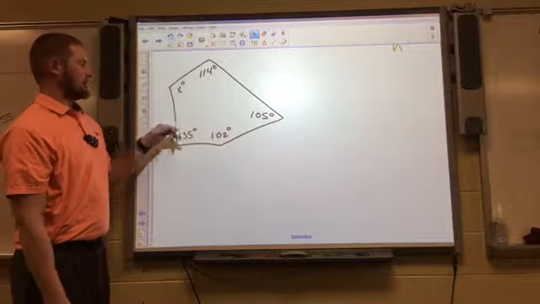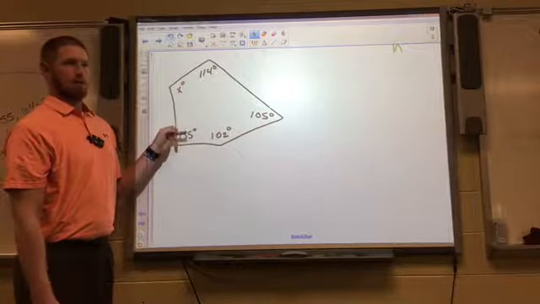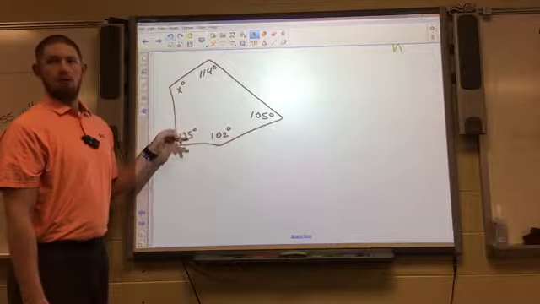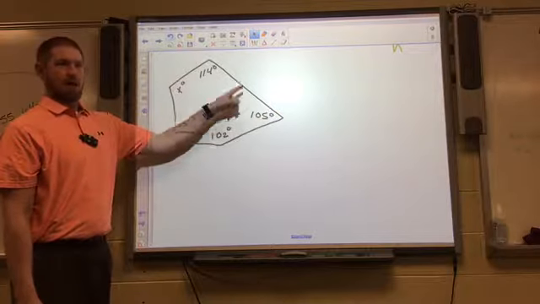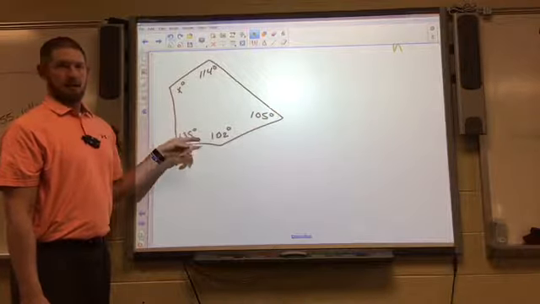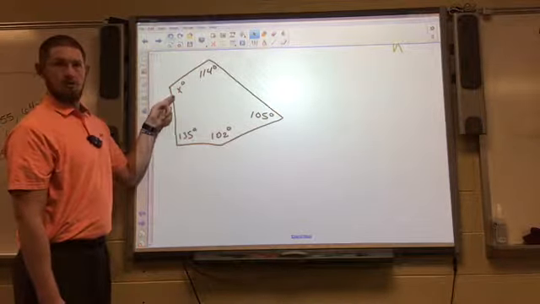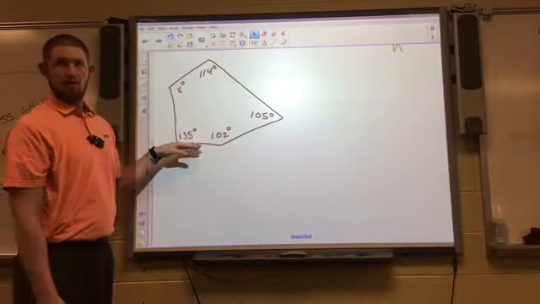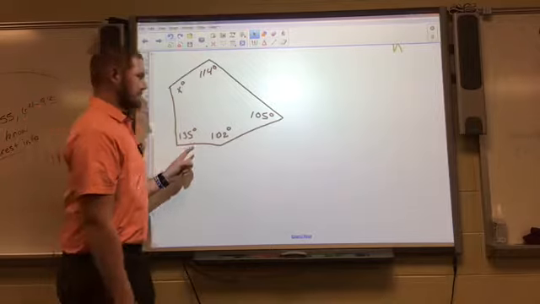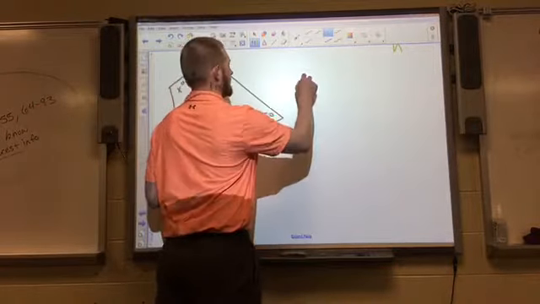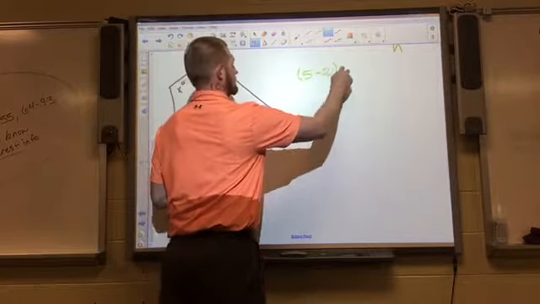So could I find each angle individually right away? No. But using the first theorem, I can find what they all add up to, right? And if I can find that, can I figure out what x is? Yeah, because I know the rest. So how many sides are here? 5. So when I set this up, I have 5 minus 2 times 180.